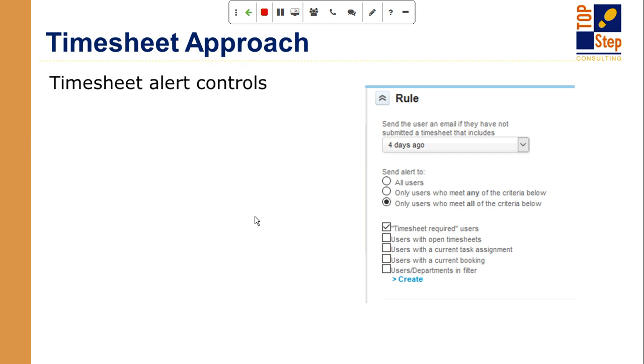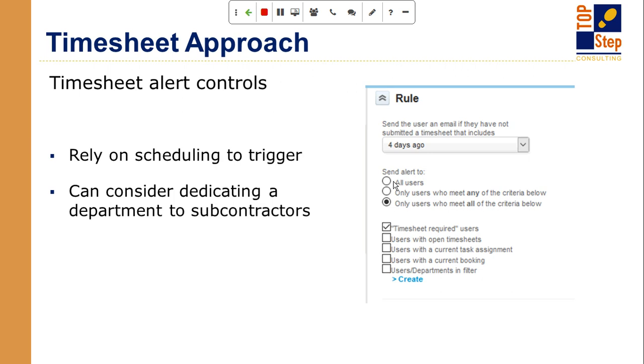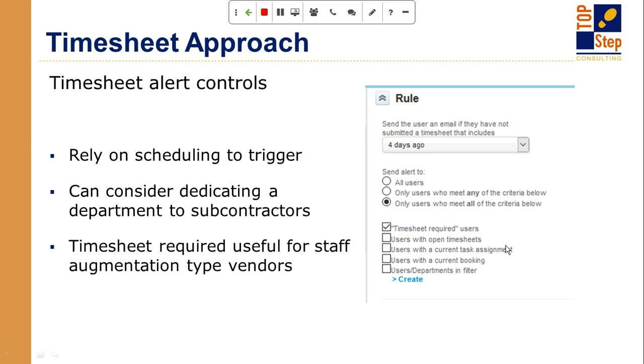Okay. So if you look at the timesheet alert, if you weren't aware of it, there's a late timesheet alert in OpenAir, and it comes with controls as far as the rules. So you can send the alert to all users, of course, and that would include all the subcontractors that are active. But really, when you're engaging a subcontractor, if they're not full-time, they may only be scheduled one or two weeks at a time. And what I like about this is it gives you the controls to say only send out the alerts if there's someone with a current task assignment or a current booking, depending on how you're doing your resource scheduling in the system.